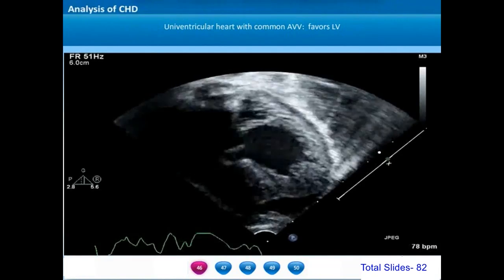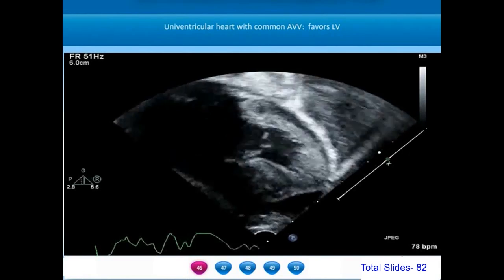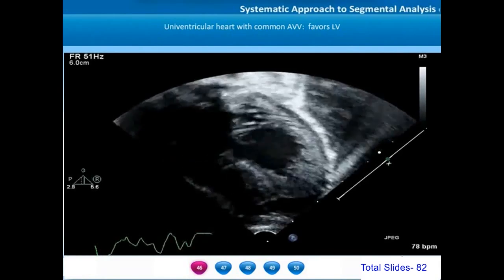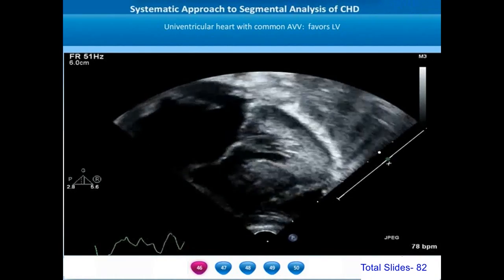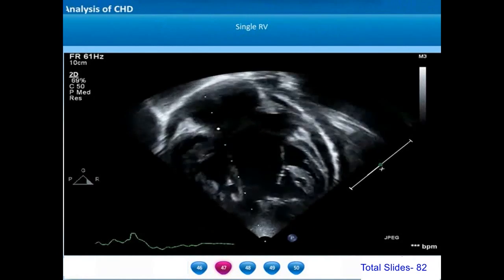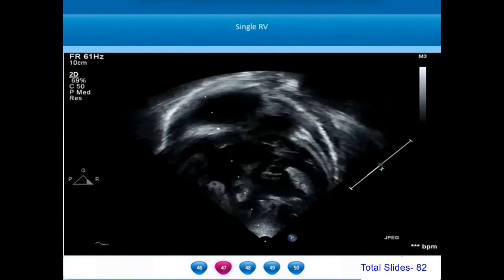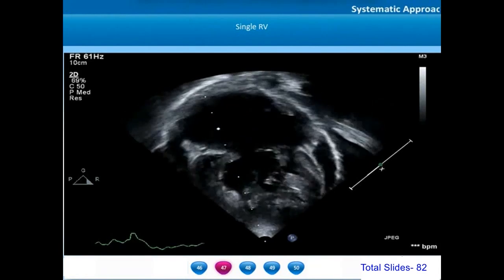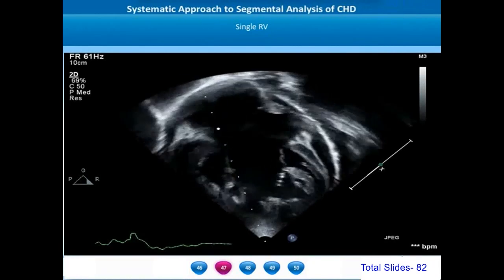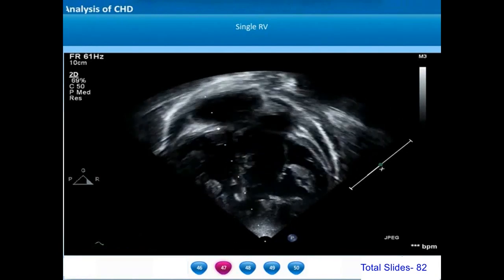Sometimes the common AV valve can favor the left ventricle. This is an example of an unbalanced AV canal with common AV valve favoring the left ventricle, with the right ventricle being very hypoplastic. The common atrioventricular valve, which is connecting to one large single ventricle, can either be draining into a single ventricle of left ventricular morphology or a single ventricle of right ventricular morphology. The differentiating feature will be the extremely coarse trabeculations of a right ventricle compared to a left ventricle.